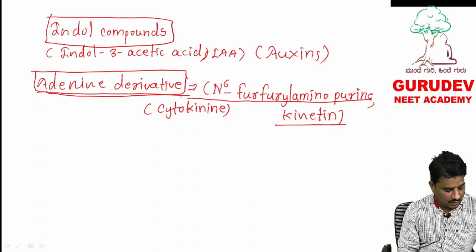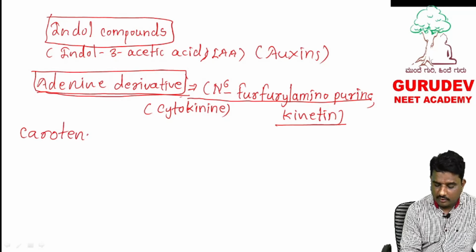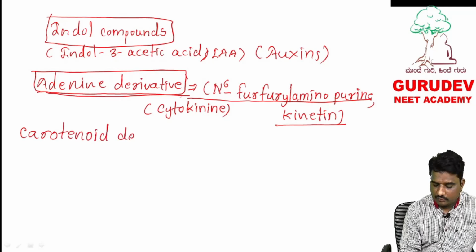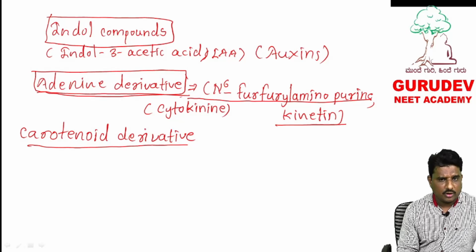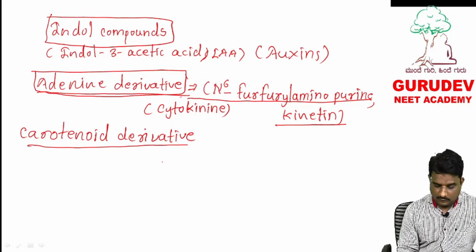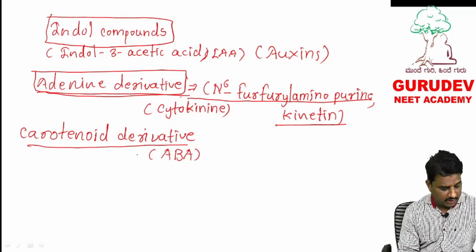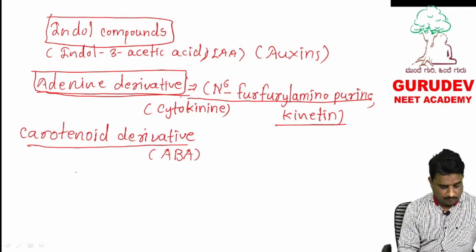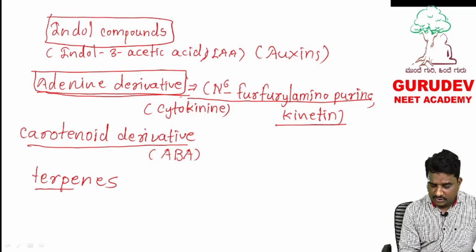Okay, now carotenoid derivative. Which are the carotenoid derivatives? ABA, abscisic acid, is a carotenoid derivative hormone. Terpenes, chemically these are terpenes. Which are the terpene compounds? Gibberellic acid.